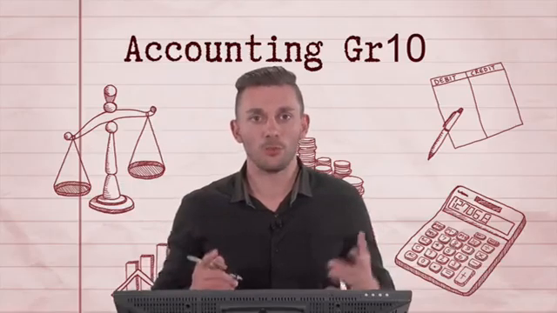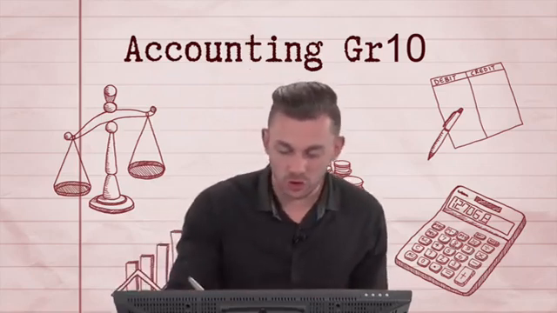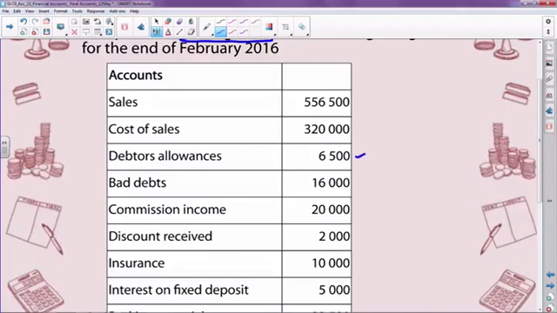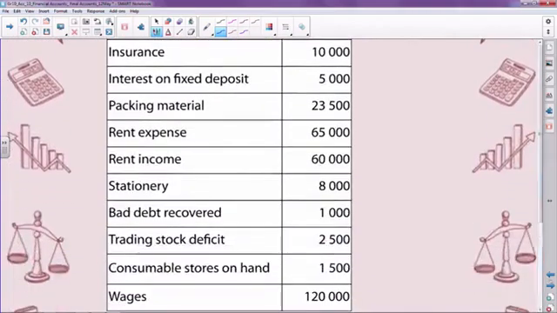Okay guys, I hope you got the trading account right. Let's go and quickly check what you should have used. You should have used the debtors allowances and the sales and the cost of sales. Now, let's go and look at your trading account. I think it's on the next page.